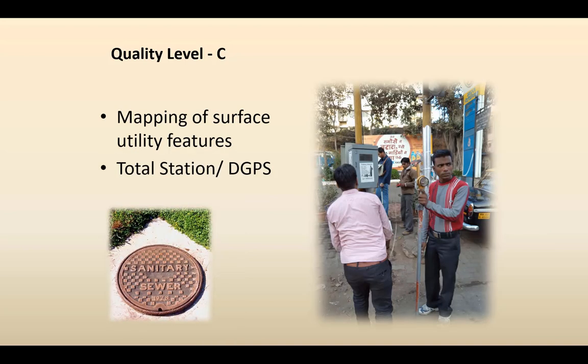Then comes quality level C. In this process, you actually go to the site, pick up your surface appurtenances like manholes, valves, the electricity junction boxes, telephone junction boxes. Now you have these surface features mapped, so you can actually adjust your quality level D information with this surface feature information and make it more accurate.